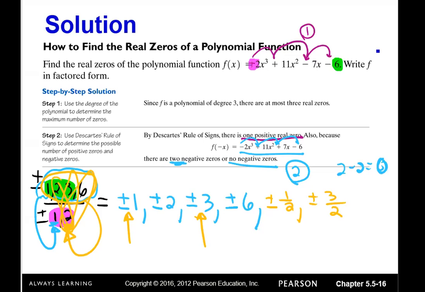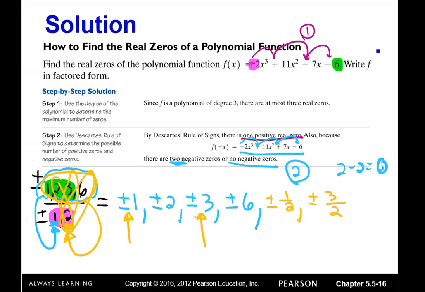And that would be, there's 1, 2, 3, 4, 5, 6 of them, but each one is positive or negative. So I have 12 possibilities for this. There are 12 possible zeros. However, back on Descartes' rule, I know that there's only one that's positive and either 2 negatives or no negatives at all.